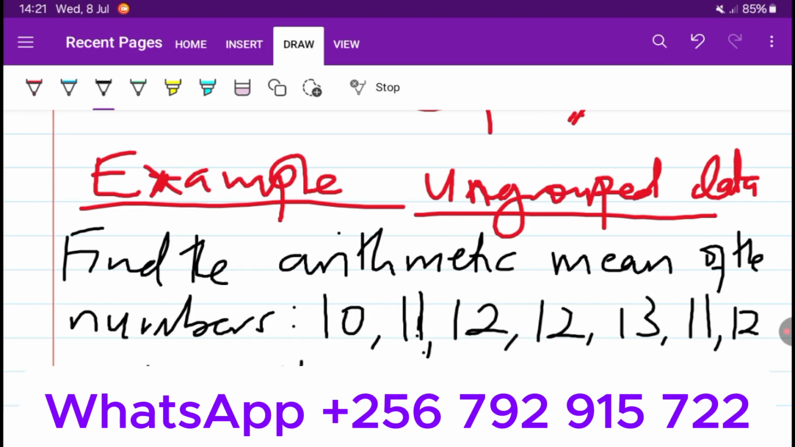If you count these values, 1, 2, 3, 4, 5, 6, 7, 8, 9, 10, 11, 12, 13, 14, 15, 16, 17, 18. So the values that I have here, they are 18.